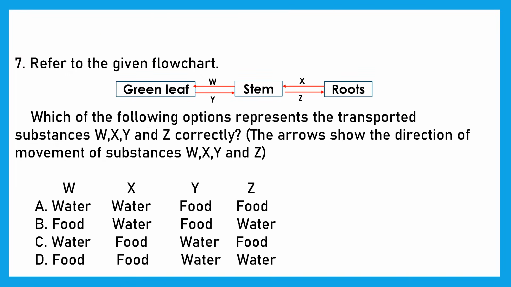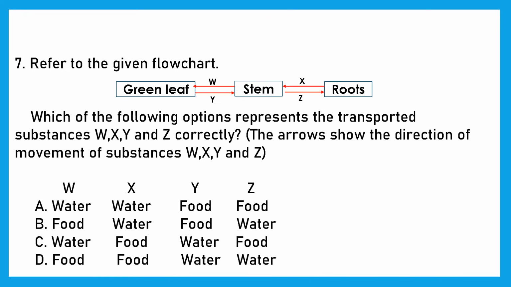Question 7. Refer to the given flow chart. Now let's see the flow chart. Green leaf, and the arrow is moving from green leaf to stem and then from stem to roots, which are called Y and Z. So going from green leaf to stem is Y. Going from stem to roots is Z. Going from roots to stem is X, and going from stem to green leaf is W.